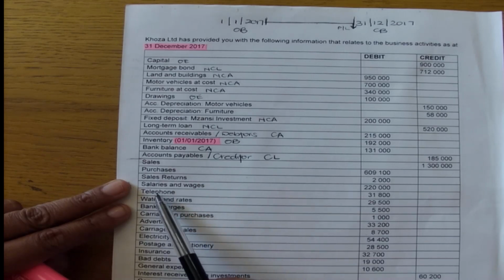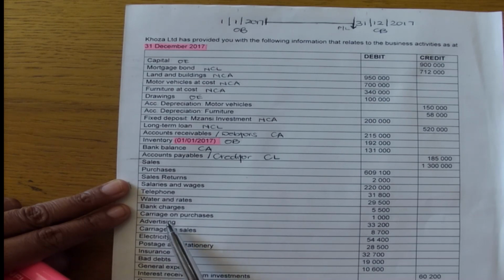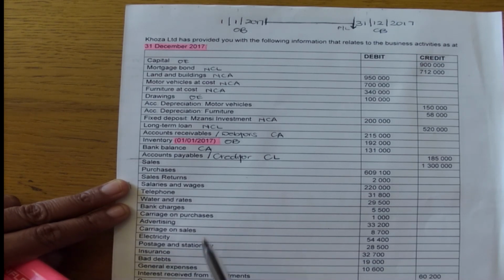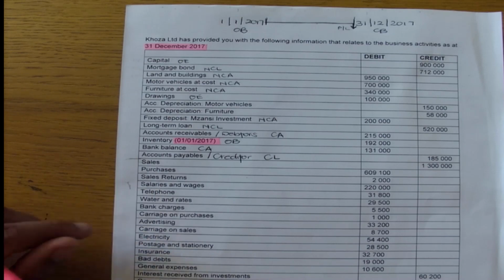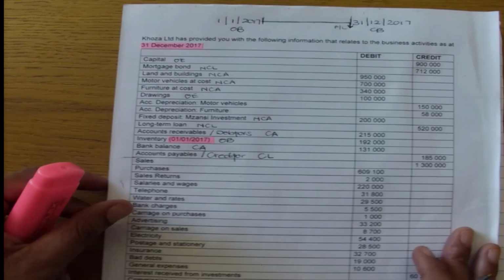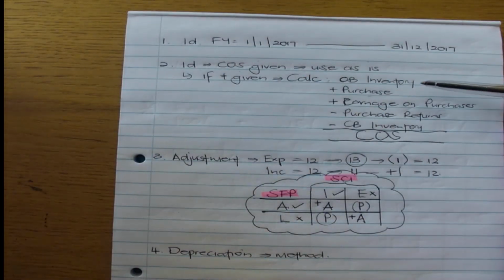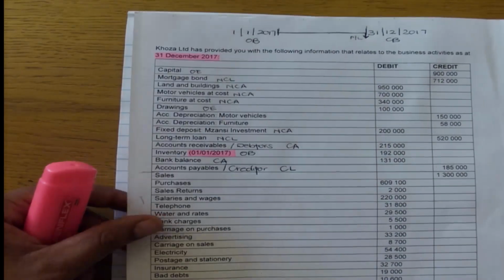Salary, wages, telephone, water rates, bank charges, carriage on purchases, advertising, carriage on sales, electricity, postage, insurance, bad debts, general expenses, interest received from investments. Can you see the cost of sales has not been given? So if cost of sales has not been given, we must calculate it. And then we need to go and look for the elements to calculate cost of sales, which we already found: opening balance inventory. Now we must find purchases, carriage on purchases, purchase returns, and inventory closing balance.